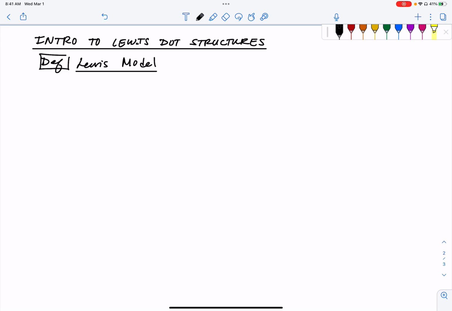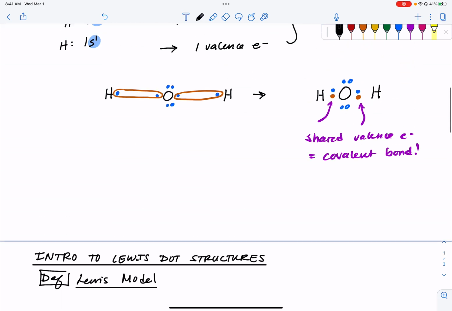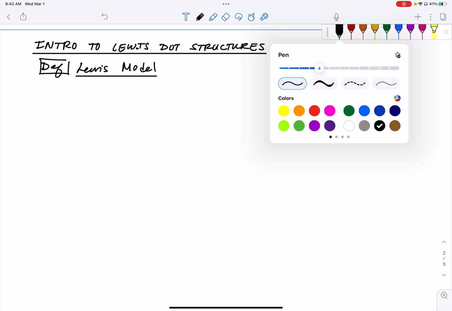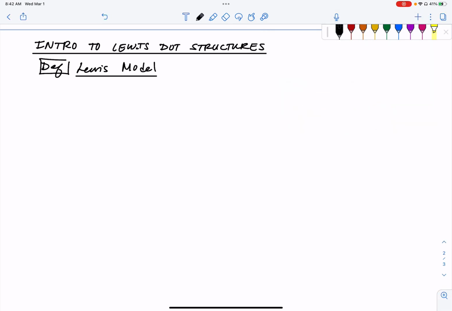Hello, and welcome to part two of our lecture video series from Wednesday, March 1st, where we're talking about covalent bonding and the Lewis dot structures that we use to describe covalent bonding. So before we get into drawing more structures like we've seen here, I want to talk a little bit about the Lewis model and what it is, how it operates, and some language you'll see when we start applying the Lewis model to represent how atoms come together to form covalent bonds.